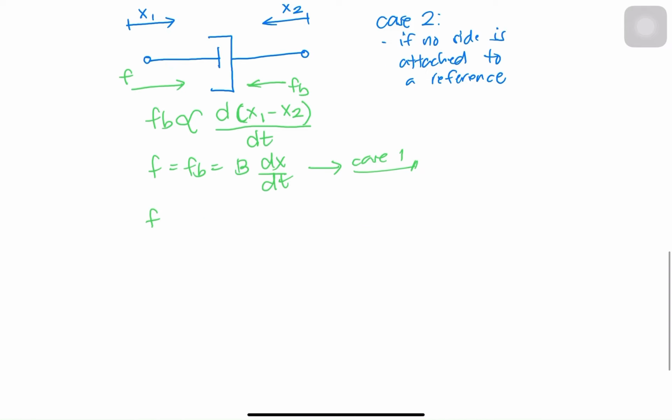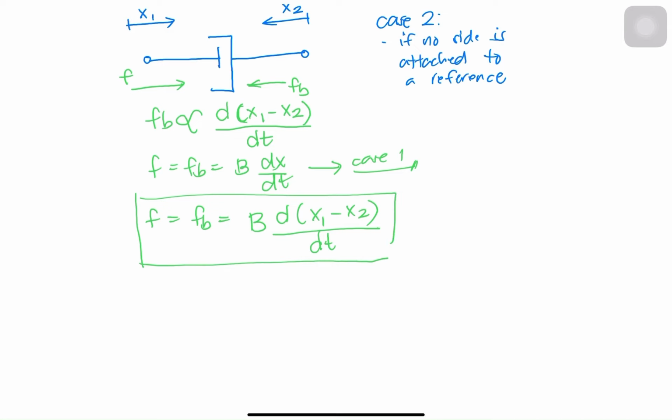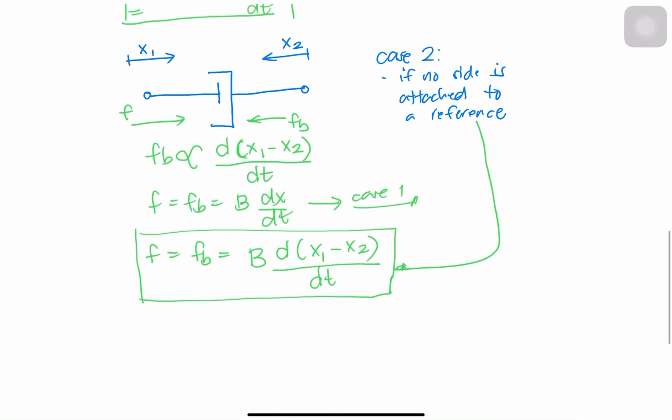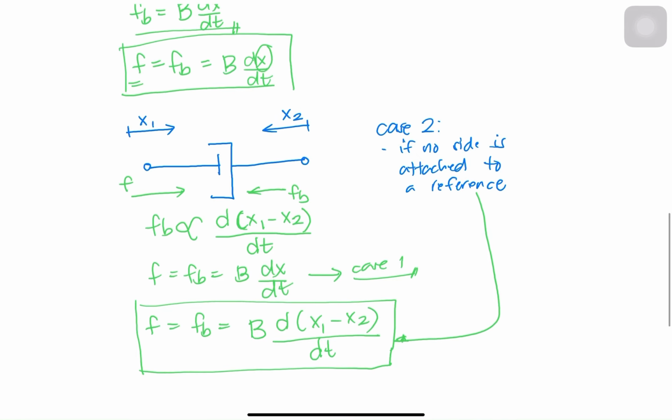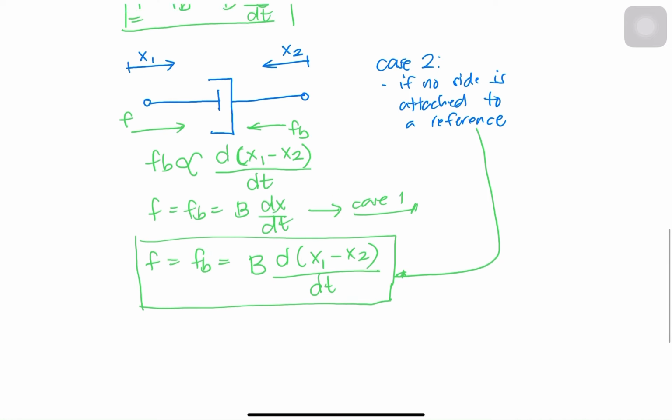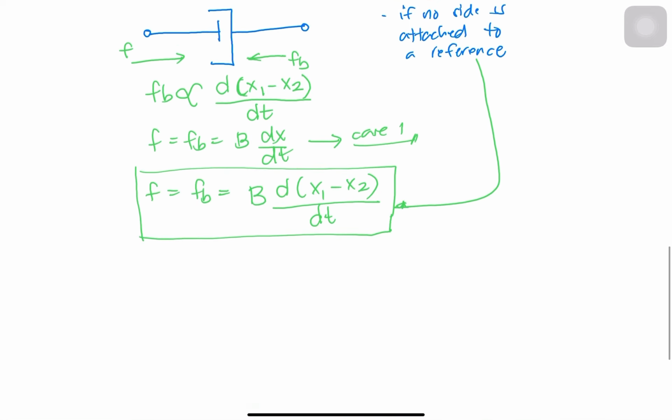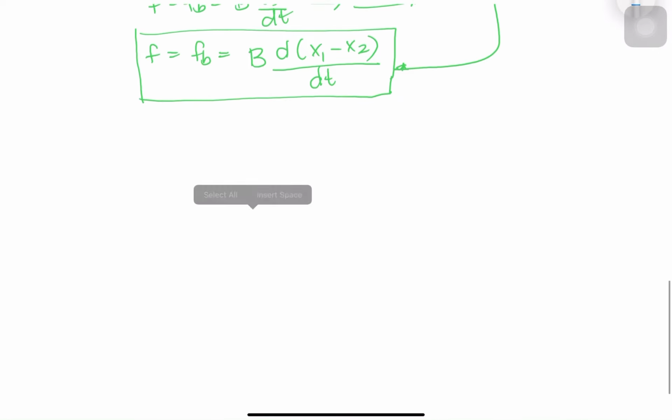Therefore, for case 2, F is equal to FB is equal to B first derivative of x1 minus x2 over dt. So, this is now the formula for case 2. Okay, so the only difference is that we replaced this x with x1 minus x2. So that's for dash pot. Next, and the last one is spring.